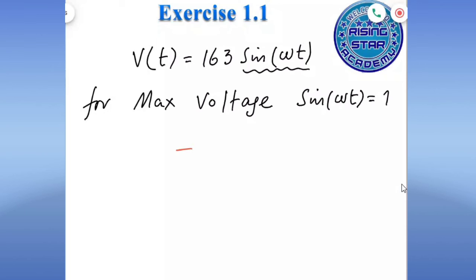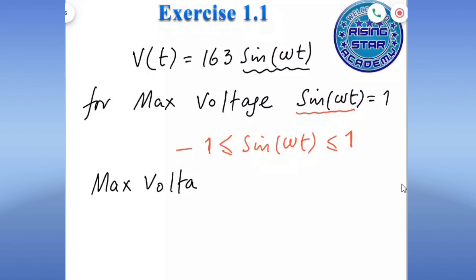Why? Because we know that the range is -1 to 1 for the sine function. So the minimum value is -1 and the maximum value is +1. So that's why I would replace the whole function by 1 for max voltage. Now, for max voltage, we can write max voltage is equal to 163 multiplied by 1. So 163 volts would be the answer.